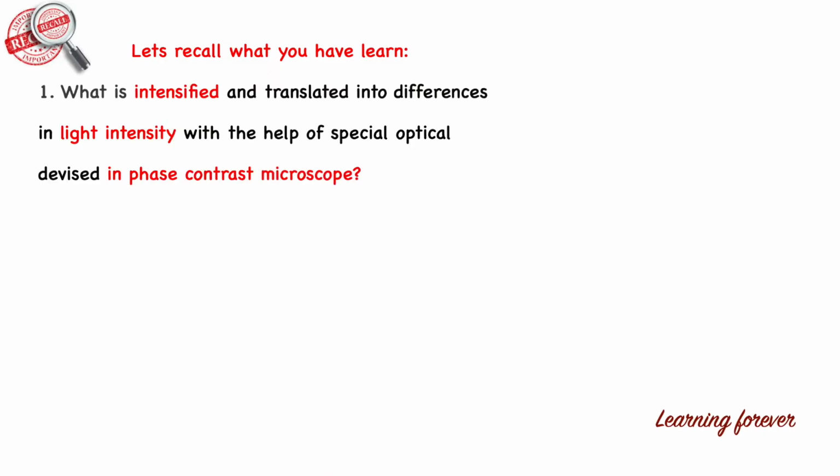My first question: what is intensified and translated into differences in light intensity with the help of a special optical device in phase contrast microscope? The answer is, it is a little or small phase difference. Since the sample is unstained, obviously there is very little phase difference. This phase difference is intensified between dim and bright phase, and as a result there is very good phase contrast and you can see such unstained samples.